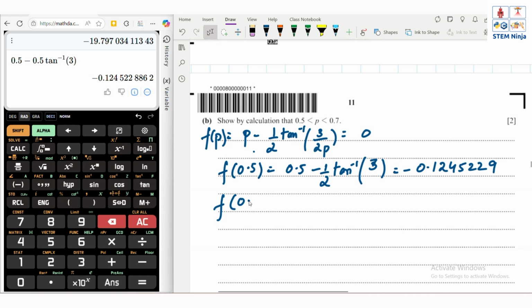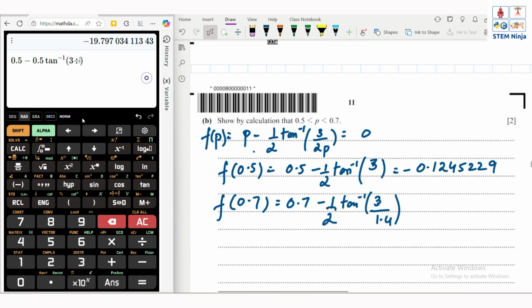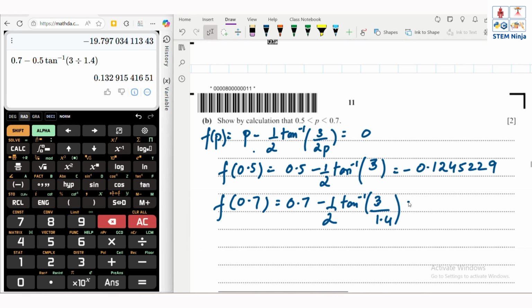f of 0.7. So 0.7 minus half tan inverse of 3 divided by 1.4. So 3 divided by 1.4, this is 0.7 minus half tan inverse of that. So we get 0.132915.